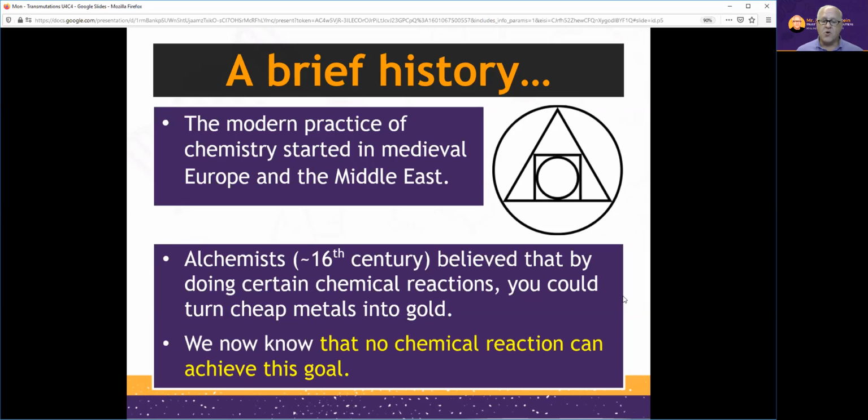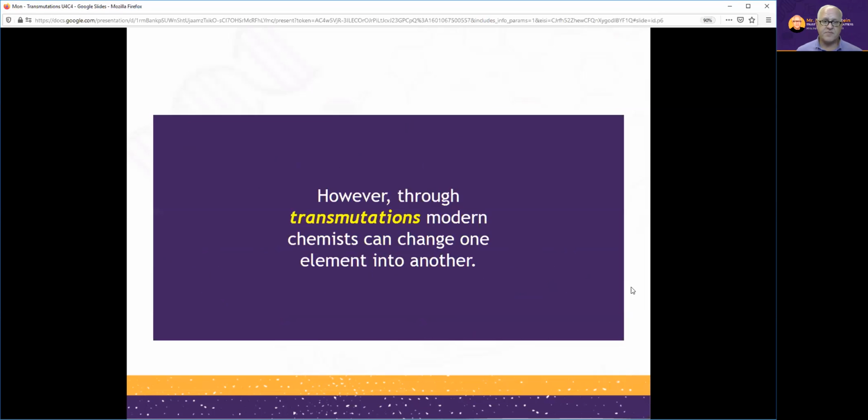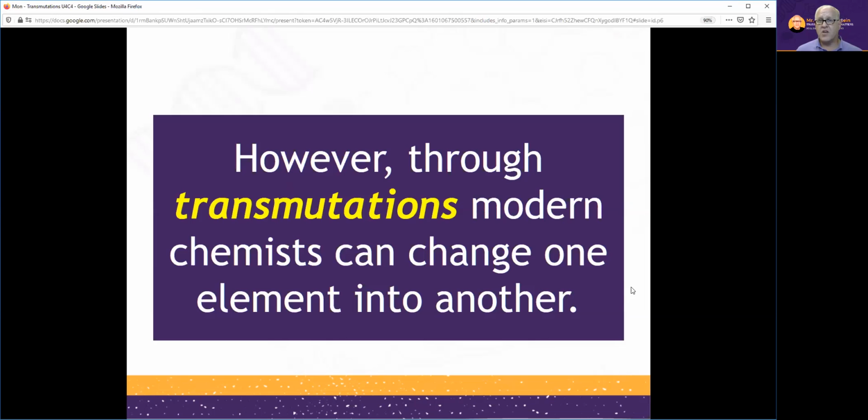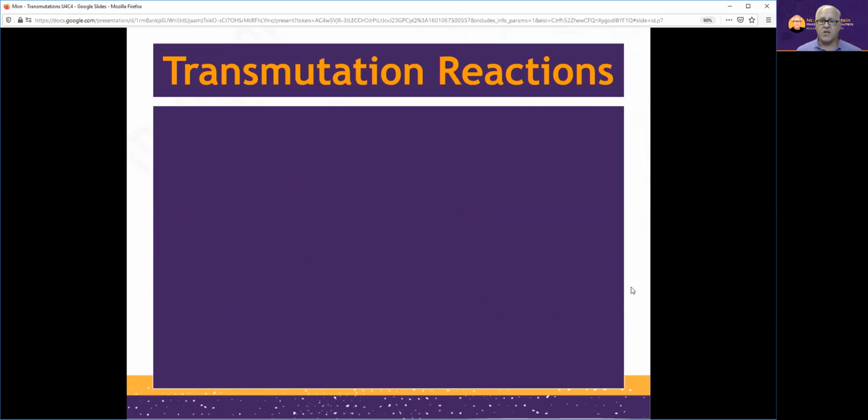Now we know that no chemical reaction can achieve this goal. Alchemy is considered magic. And we all know that magic is typically something that is a diversion or a distraction of the reality. However, through transmutations, modern chemists can change one element into another. And that's what we're going to look at today: transmutation reactions.